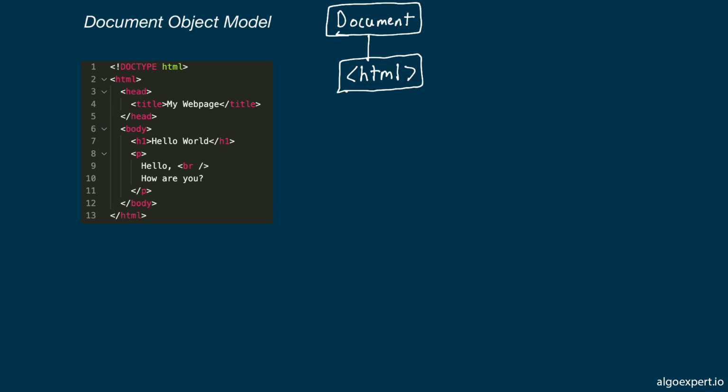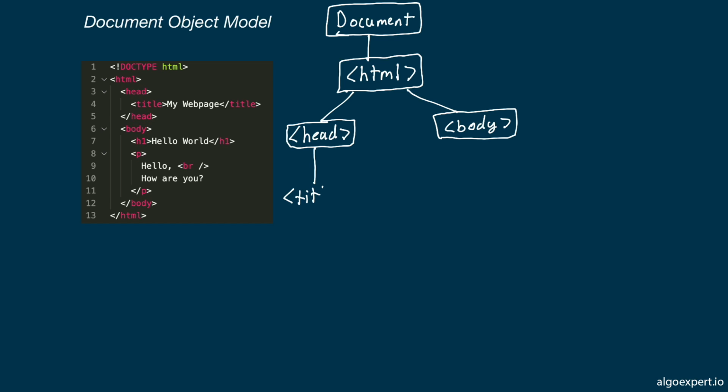This means that the HTML tag in our tree will have two children. First, it will have the head tag as its first child. This is because the head tag appears first in the code. And then the second child will be the body tag. This is because the body tag appears second in the code after the head tag, but both of them are direct children of the HTML tag. Now we can go ahead and look at the head, and inside of the head, we only have one tag, and that is the title. So the head will have one child node, and that child node will be the title tag.